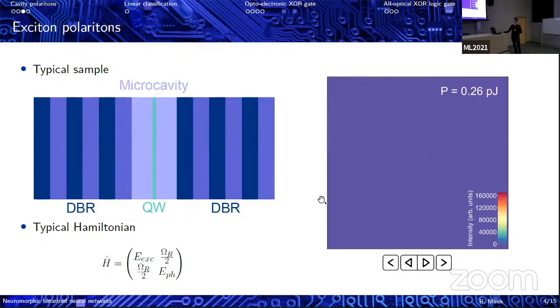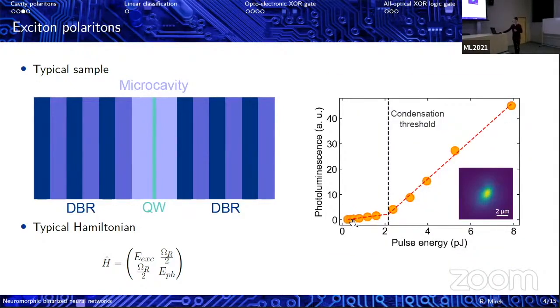And the typical experiment that we do is we shine laser light on the sample, and we observe the emission on the CCD camera. With increasing power of the excitation laser, we get an increasing signal. It's quite easy, a very easy experiment. And if we plot the photoluminescence, so the emission as a function of the energy of the pulses going to the sample, you can see clear nonlinearities. And there is some threshold which is called the condensation threshold.